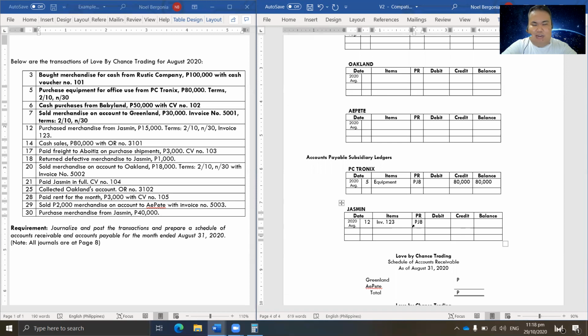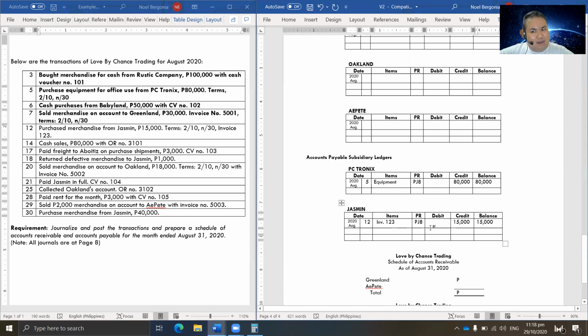Okay. So anong ginawa natin ulit sa accounts payable? Debit or credit kanina? Credit. Kasi di ba we debit purchases, credit accounts payable amounting to 15,000. Okay. So credit, 15,000. Then the balance will be 15,000. Ayan. So very good. Okay, so anong gagawin natin next?